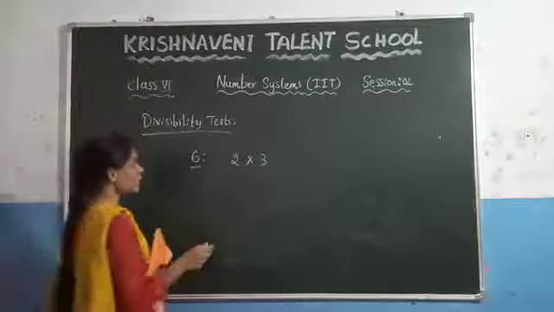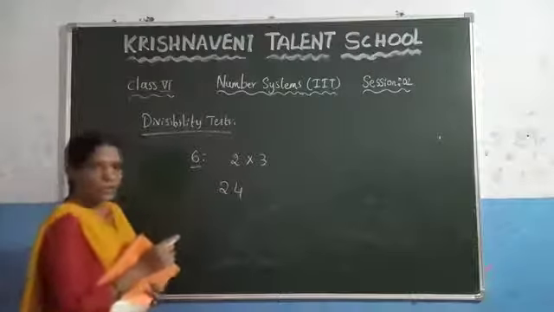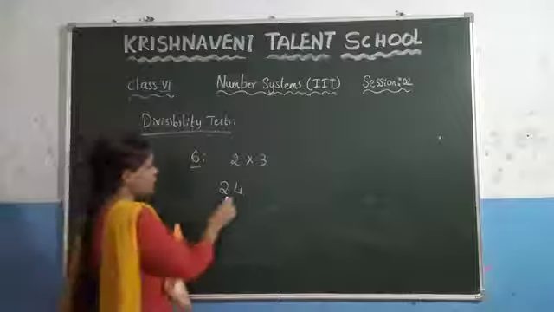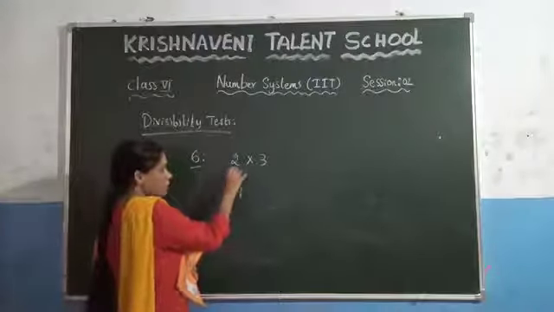Let us consider one more example to this one. Consider 24. Is 24 divisible by 2? Yes, because the unit digit of the number ends with 4. So this number is divisible by 2.